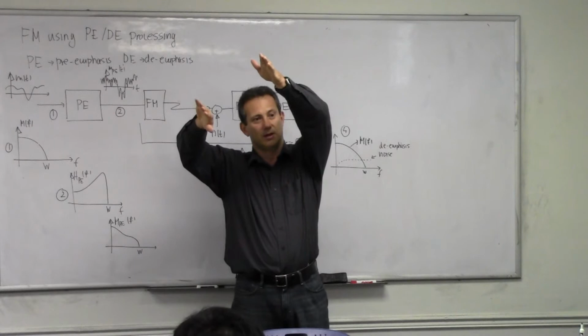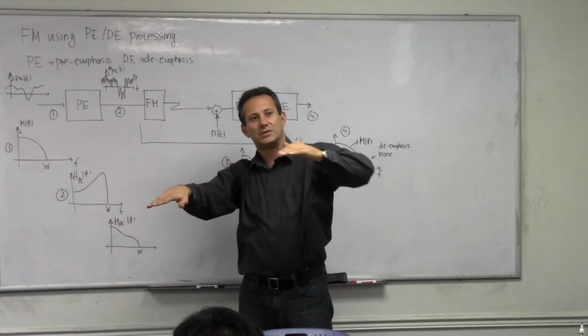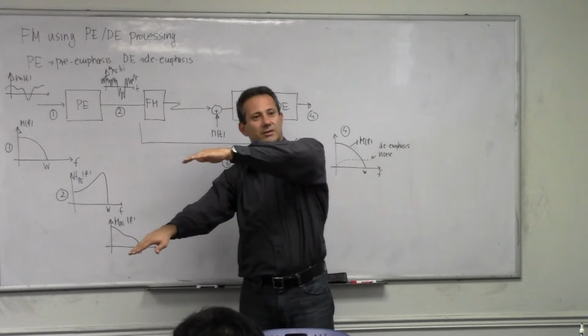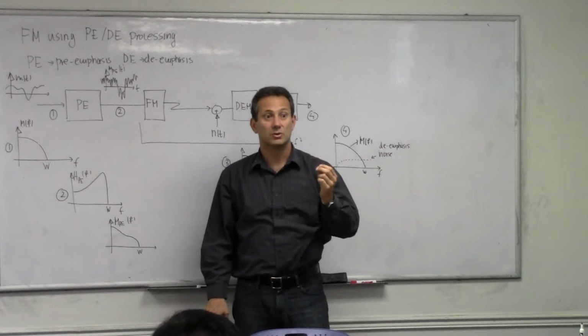And then you de-emphasize, you bring both of them back. So the signal is back to what it was before it was pre-emphasized, but the noise is permanently rejected, and it's made flat. What it does is improve the signal transmission, but it also increases the legibility of the signal. And that's the principal reason why we use it.